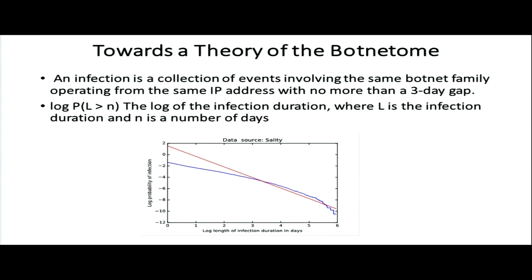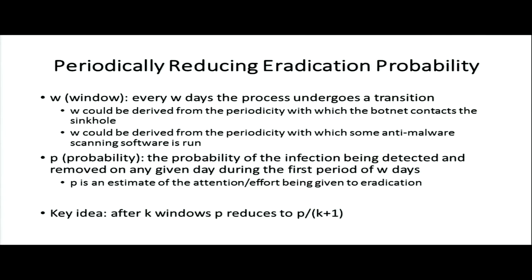Okay, so that's how we define an infection, and then we plotted the log of the probability, meaning the frequency, the number of infections which had that lifetime, versus the log of the infection lifetime, log of n, the duration. And we found this kind of a graph which is somewhat linear if you fit a straight line to it, and looked like a power law. And so now the question is, why?